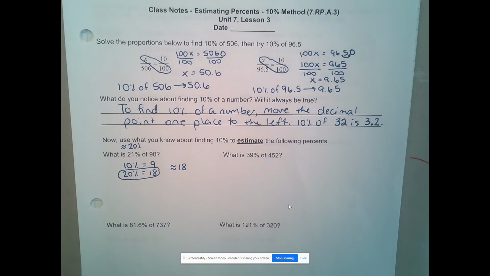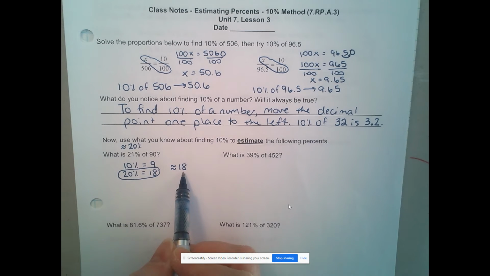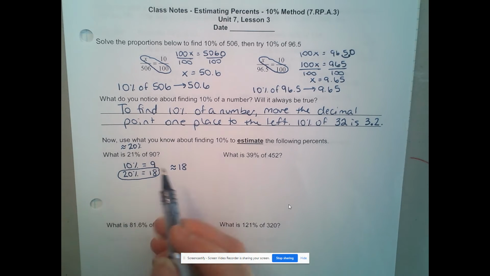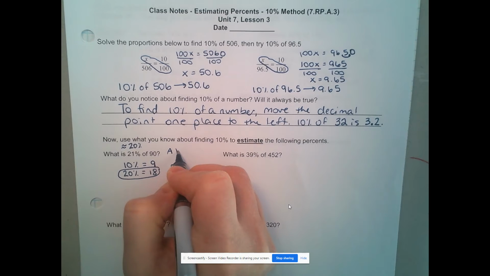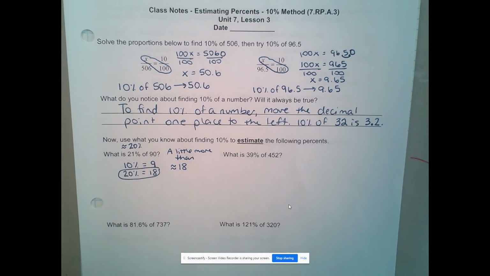Now, we only found 20%, and we wanted 21%. So we know that it's about 18, but our answer 18 is a little bit low, because we only went with 20% instead of 21. So we might say a little more than 18. Okay, we can be a little bit more specific sometimes.